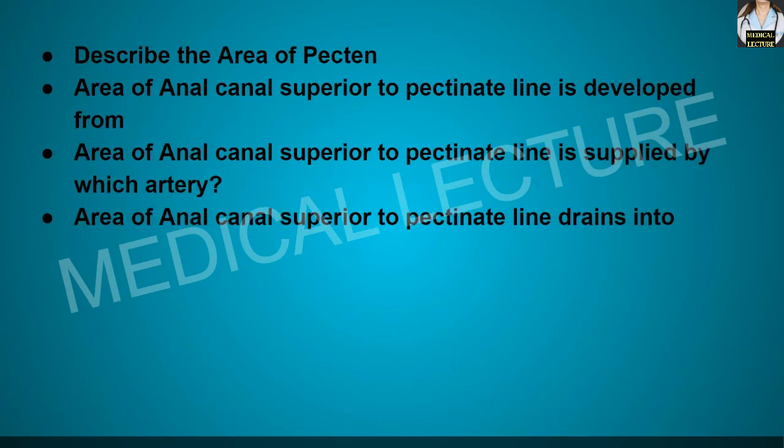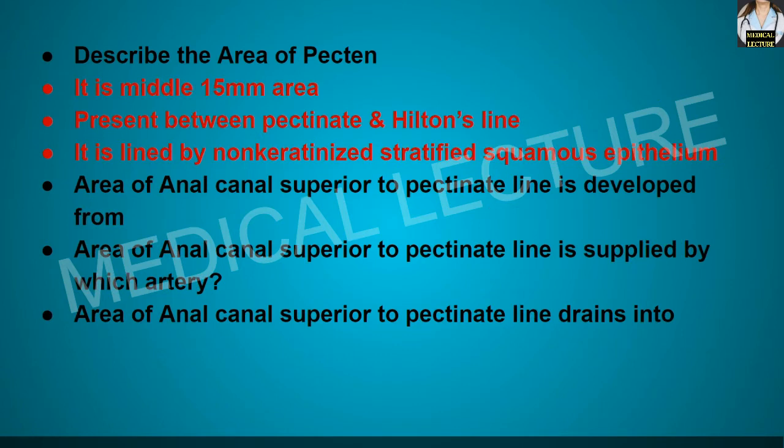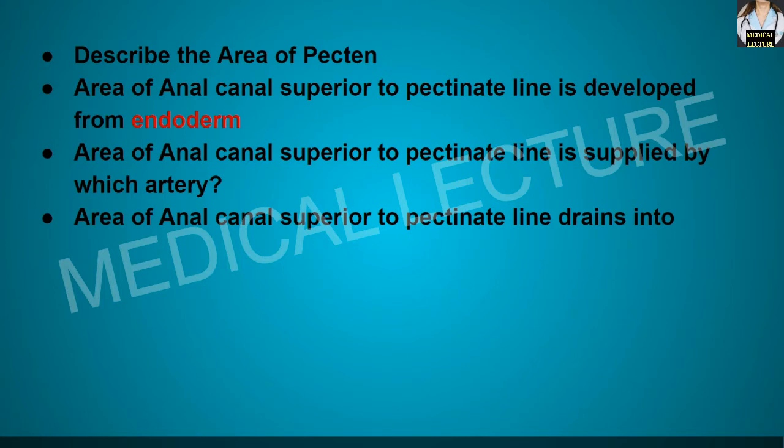Describe the area of pecten. So, the area of pecten is the middle 15 mm area of the anal canal. It is present between the pectinate line and the Hilton's line. It is lined by non-keratinized stratified squamous epithelium. The area of the anal canal superior to the pectinate line is developed from the endoderm.